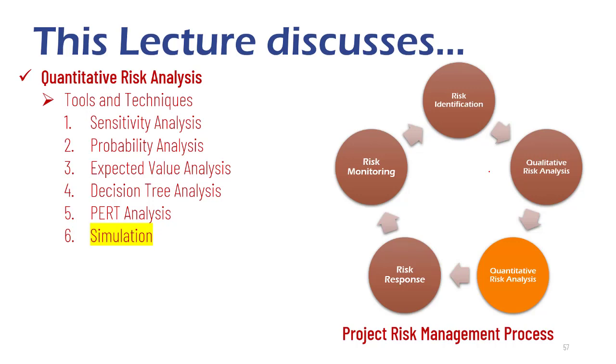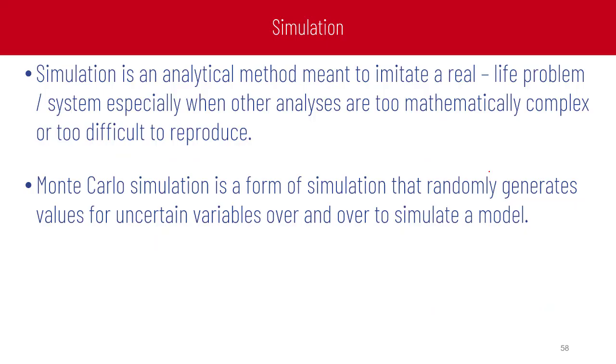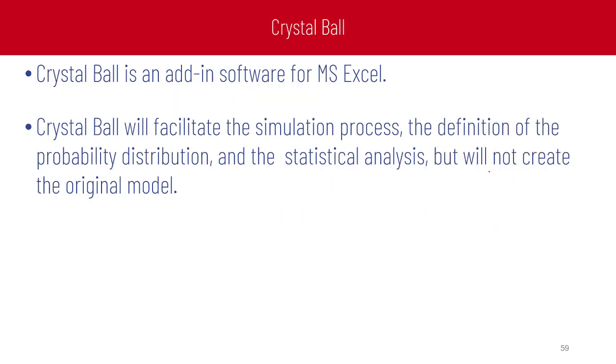Tool number 6 for the quantitative risk analysis: the simulation. Simulation is an analytical method meant to imitate a real-life problem or system, especially when other analyses are too mathematically complex or too difficult to reproduce, as in the case of risk analysis. Monte Carlo simulation is a form of simulation that randomly generates values for uncertain variables over and over to simulate a model. So the one we are considering here is Monte Carlo simulation.